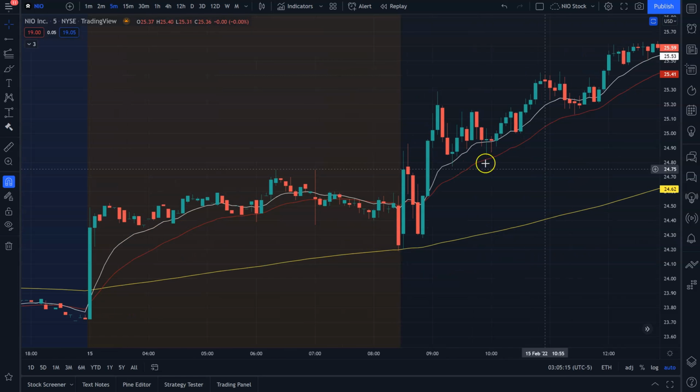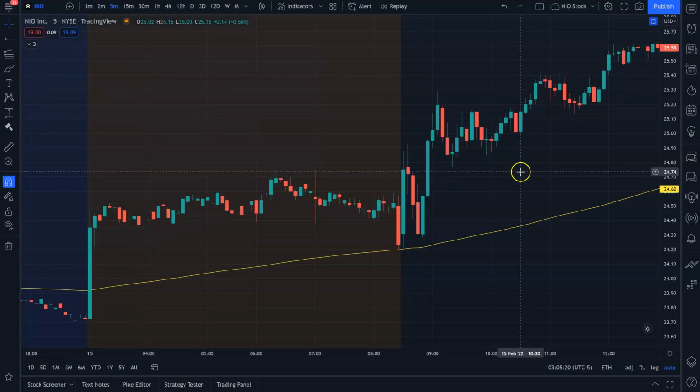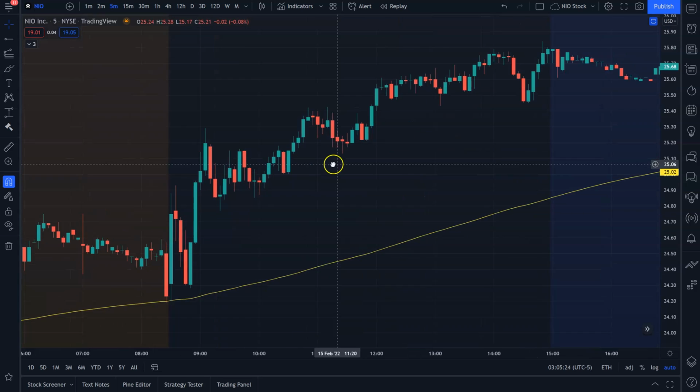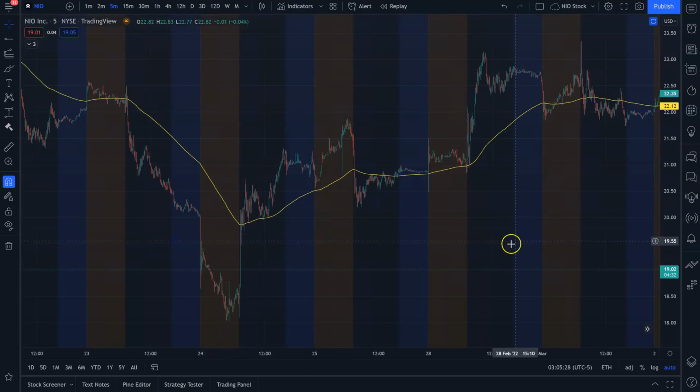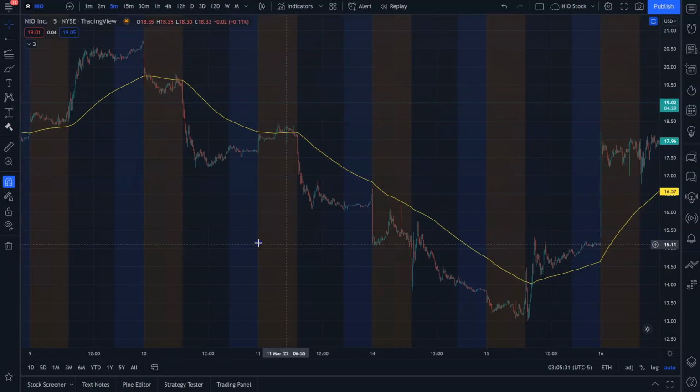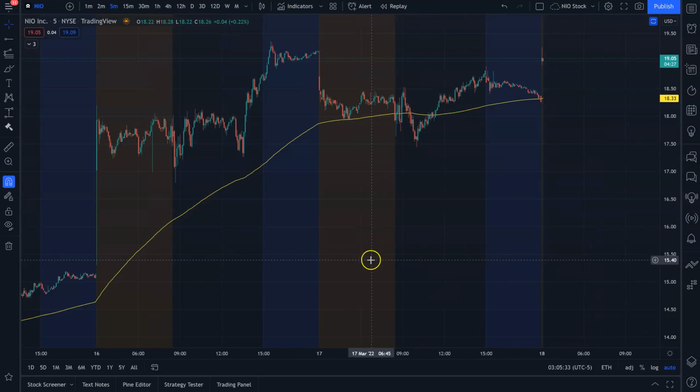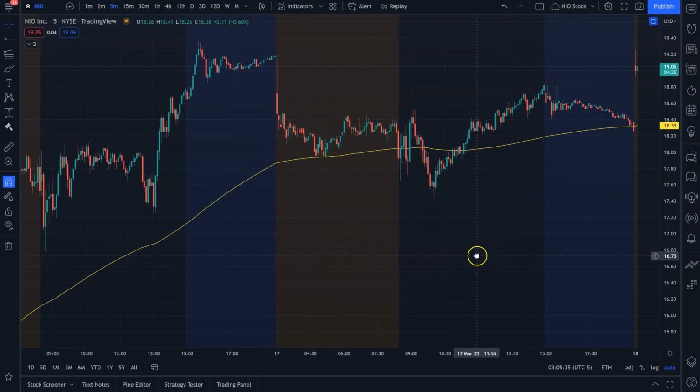Okay, so what we're going to do is get our 12 and 26 EMAs off the chart. I'm going to have one EMA on the chart. This happens to be the stock NIO, and we're going to use a 200 EMA. Just for simplicity's sake, I'm going to start with today and go back in time, and we're going to test a very simple system.